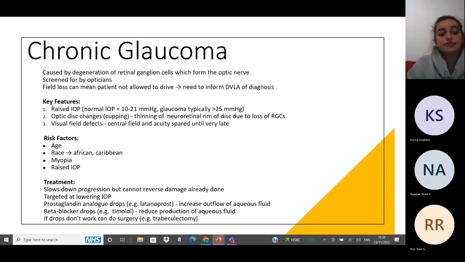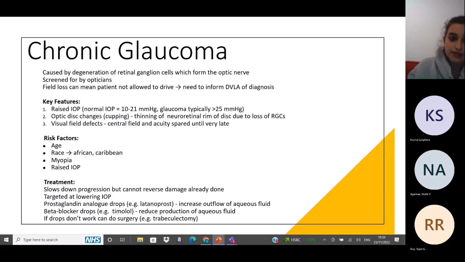So moving on to chronic glaucoma. Chronic glaucoma is a degeneration of the retinal ganglion cells. It's screened for by opticians very regularly, and the field loss can mean that patients can't drive, so the DVLA need to be told.